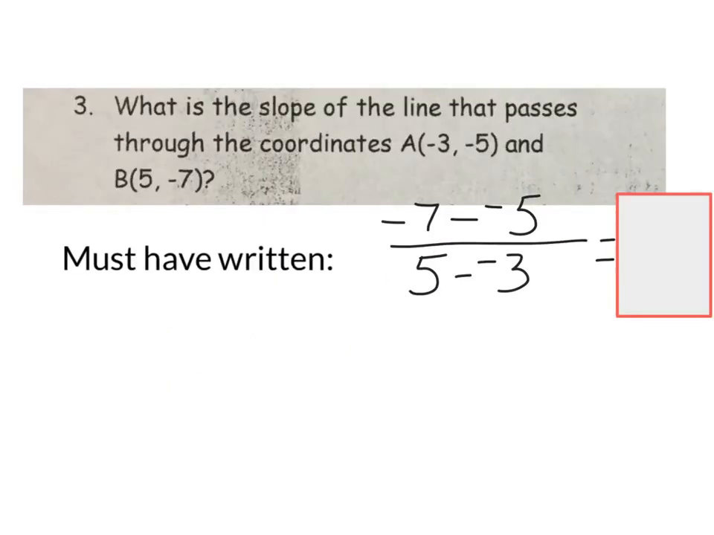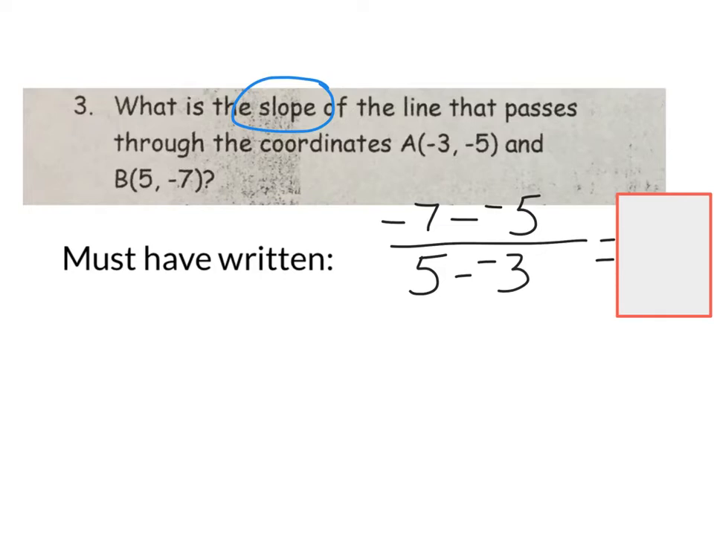Number 3, what is the slope of the line that passes through the coordinates A, which is -3, 5, and then B, which is 5, -7? So we're looking for slope. Okay, I already showed you, set it up for you. We haven't done one of these in a while.